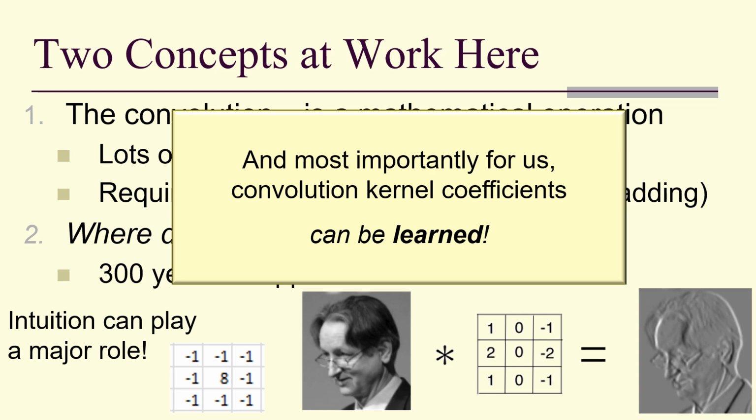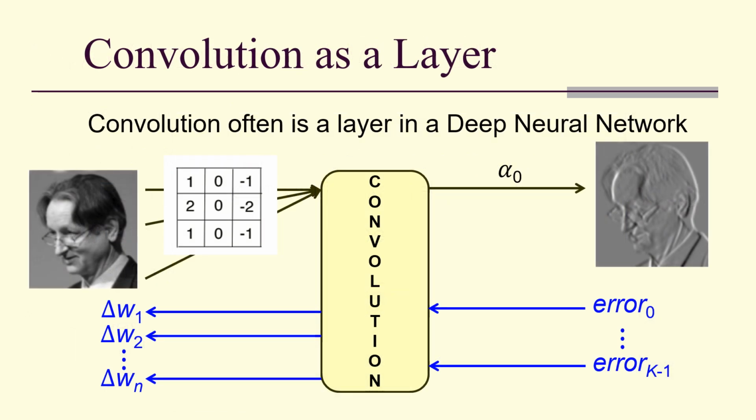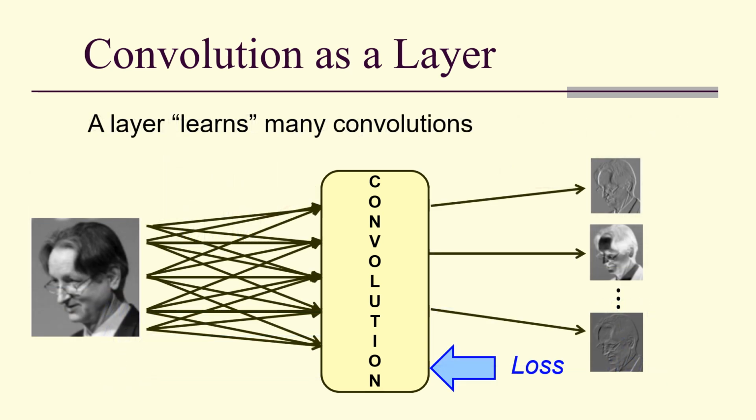But for us, convolution kernel coefficients can be learned. Convolution often is a layer in a deep neural network. So the image comes in and convolution is applied to it, and then it goes out and gives us this result. And then we backpropagate to figure out how to change these coefficients so that we get better convolutions for whatever our purpose is. And typically a convolution layer learns many convolutions, and they are called feature maps.